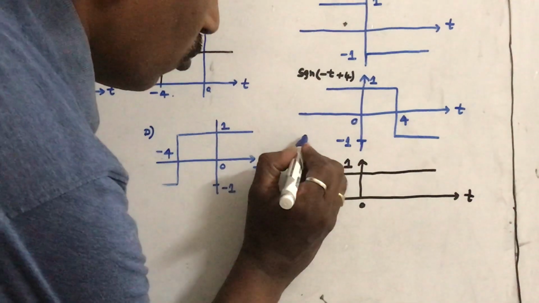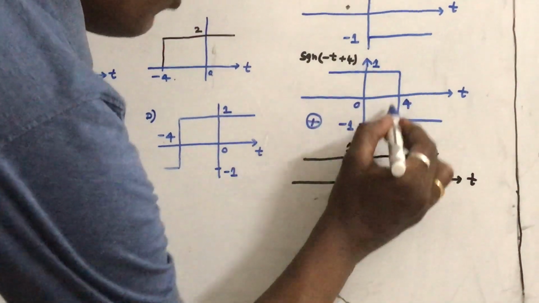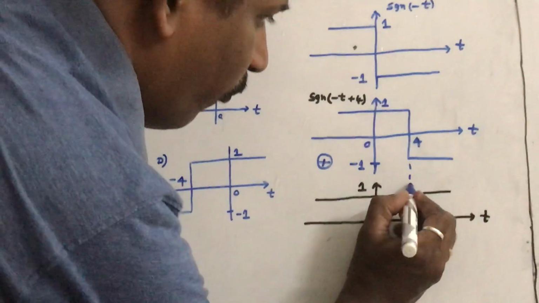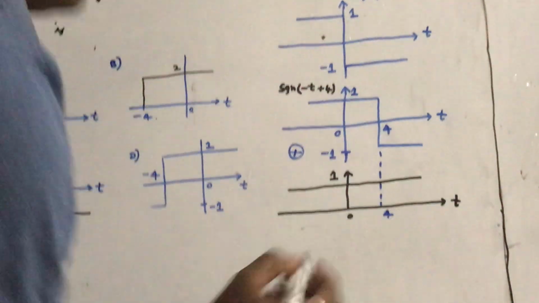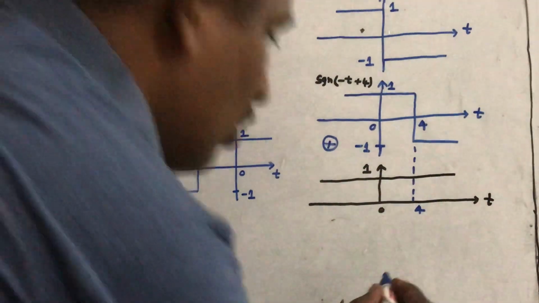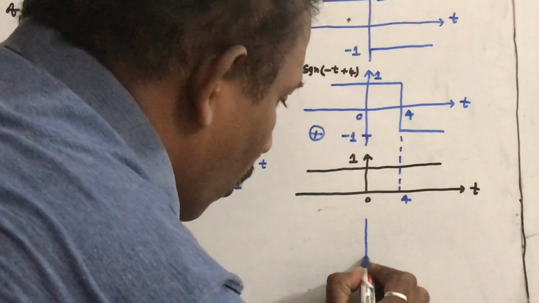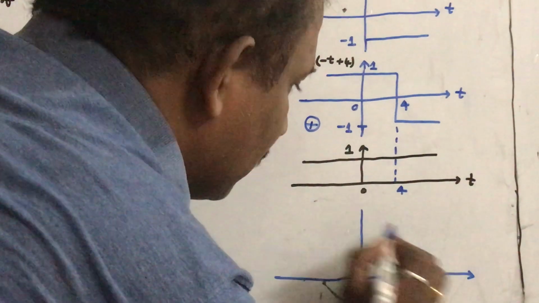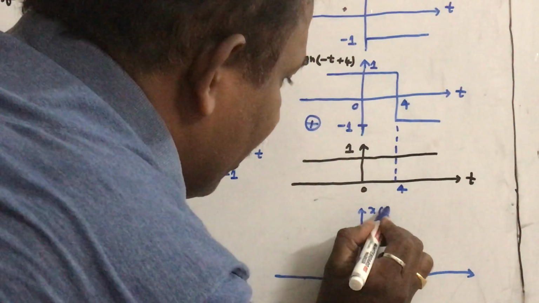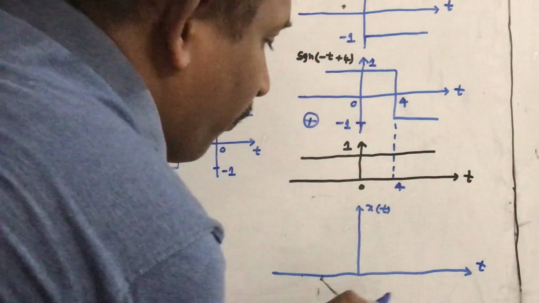Now add these two signals. Add this waveform and this waveform. Somewhere you locate 4, project it and locate 4. Time is equal to 4. Let us add these two signals and find out what is the waveform of the addition of these two. So that is x of t versus t.